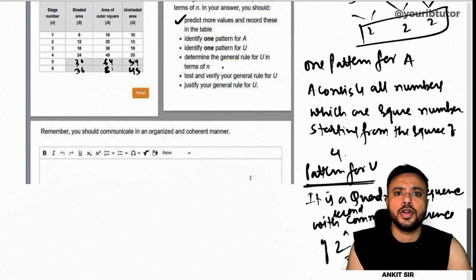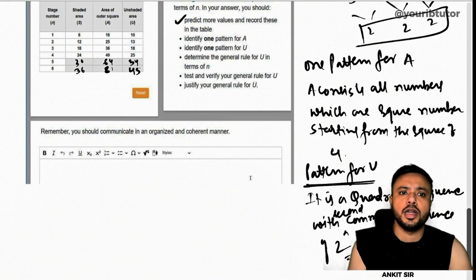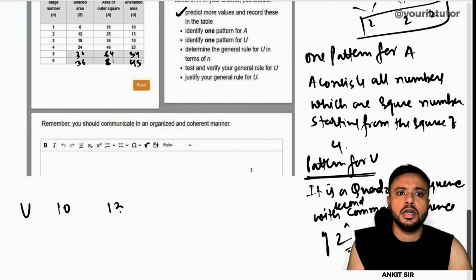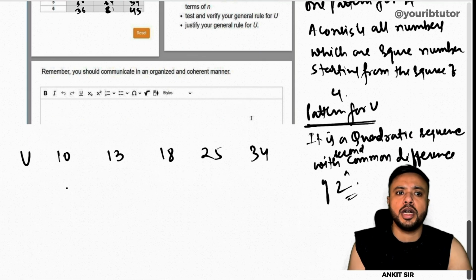Now they're asking you to determine the general rule for U in terms of n. So U is 10, 13, 18, 25, and 34. So if you remember, I told you how exactly you have to find it. So you have to do t2 minus t1.